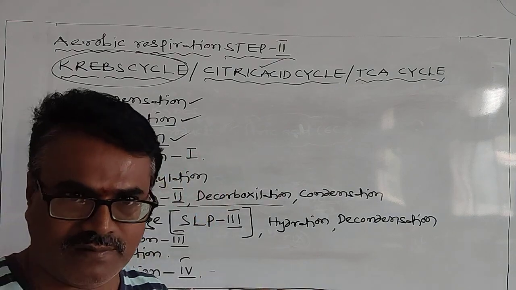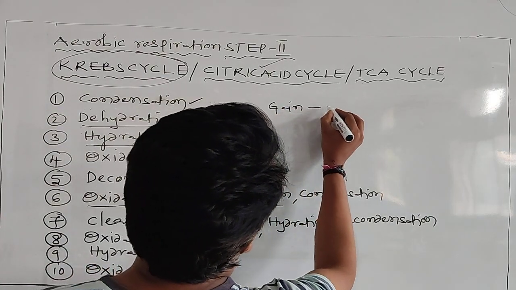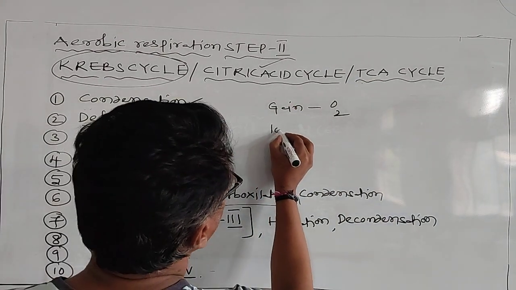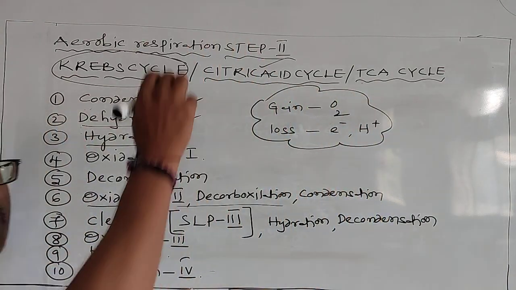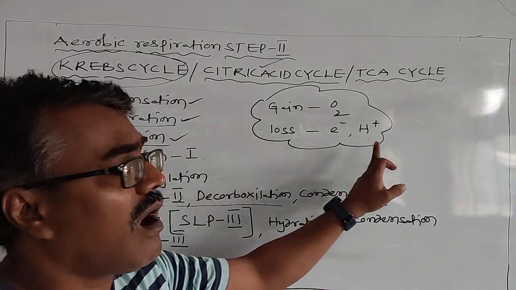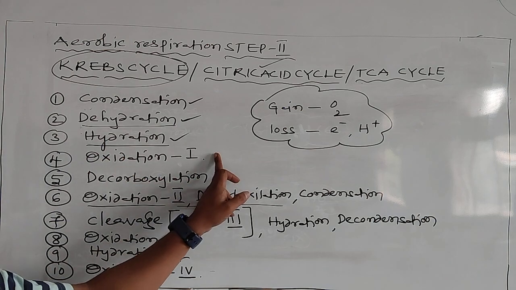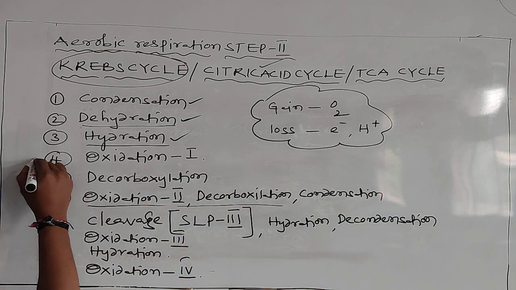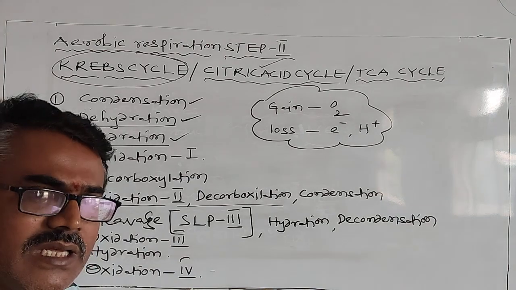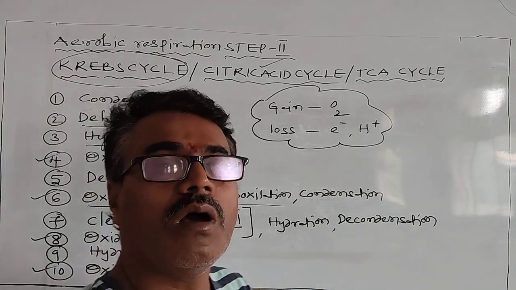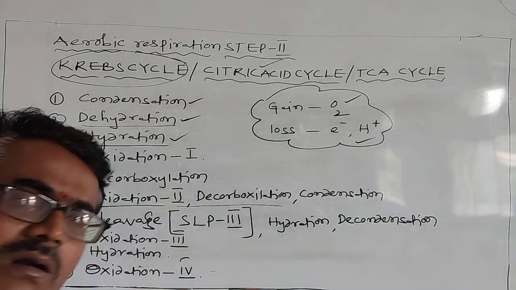Next, oxidation 1. Oxidation means the gain of oxygen and loss of electrons and protons. Overall, in this Krebs cycle, 4 oxidation steps take place. That is the 4th chemical reaction, next the 6th, the 8th, and the 10th chemical reaction. Oxidation means the gain of oxygen and loss of electrons and protons.